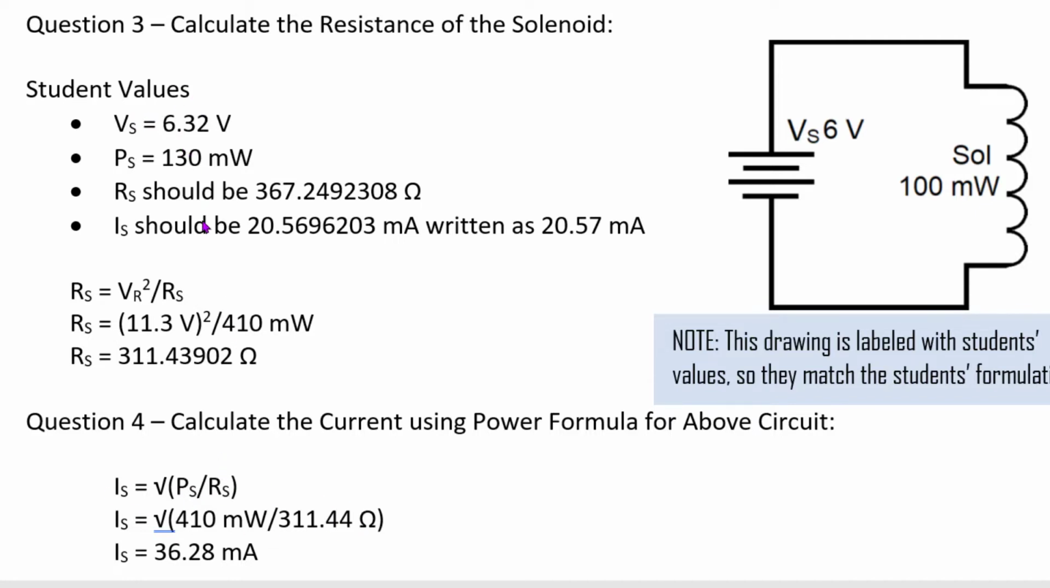Again, you're going to use these values and you're going to get these values in your answer, but I'm using, for my power, 410 milliwatts, and for my voltage, 11.3. You guys are using 130 milliwatts, and your voltage is 6.32.